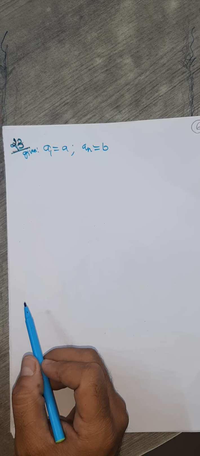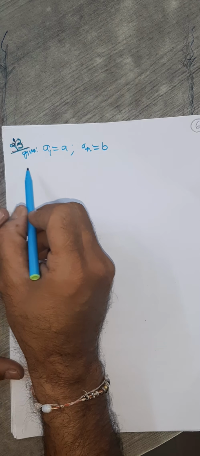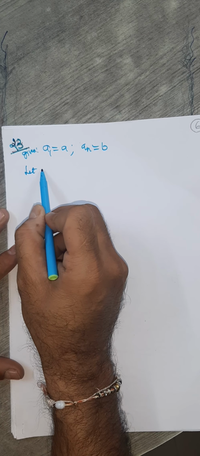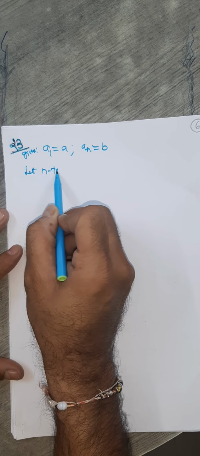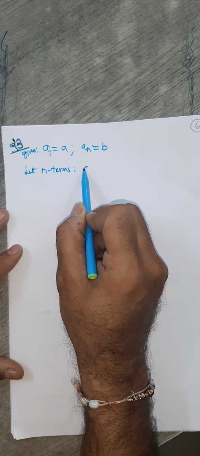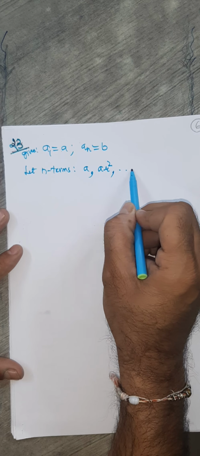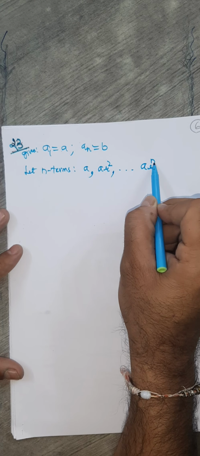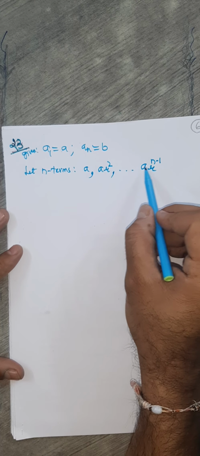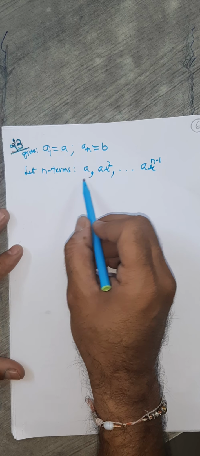If P is the product of n terms of a GP, let the n terms be: first term a, then ar, ar squared, and so on, up to ar raised to n minus 1. You know this is the nth term, which is actually b.